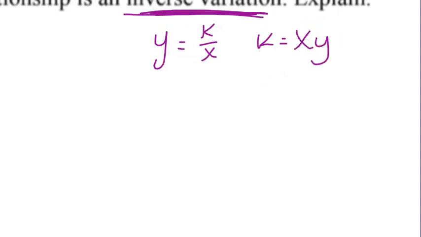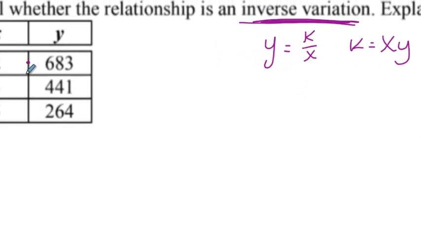Right, XY. So for me to determine if this is inverse variation, I'm just going to multiply each of these pairs. If it's exactly the same, what's that mean? It's inverse variation. If when I multiply them it's the same K all the way through, it's constant, that means it is inverse variation. If it is not the exact same value on every single ordered pair, it is not inverse variation. So when I multiply these, what do I get?